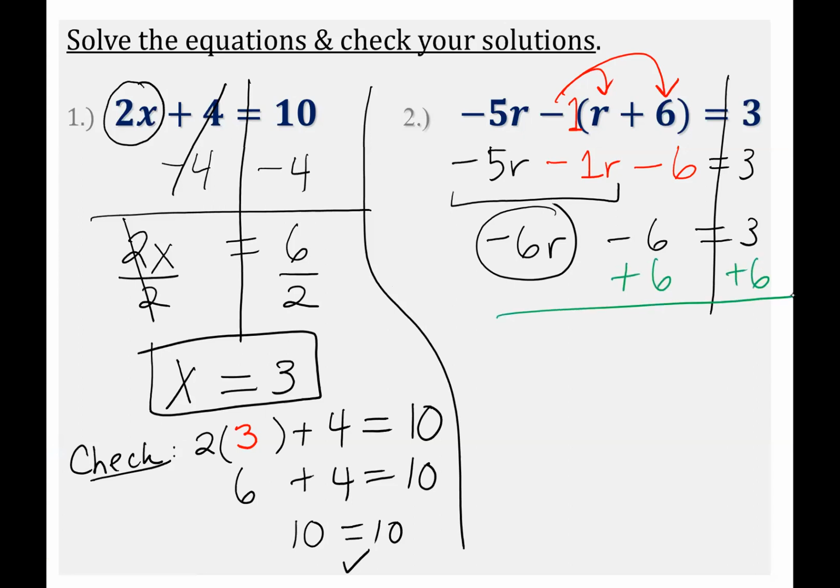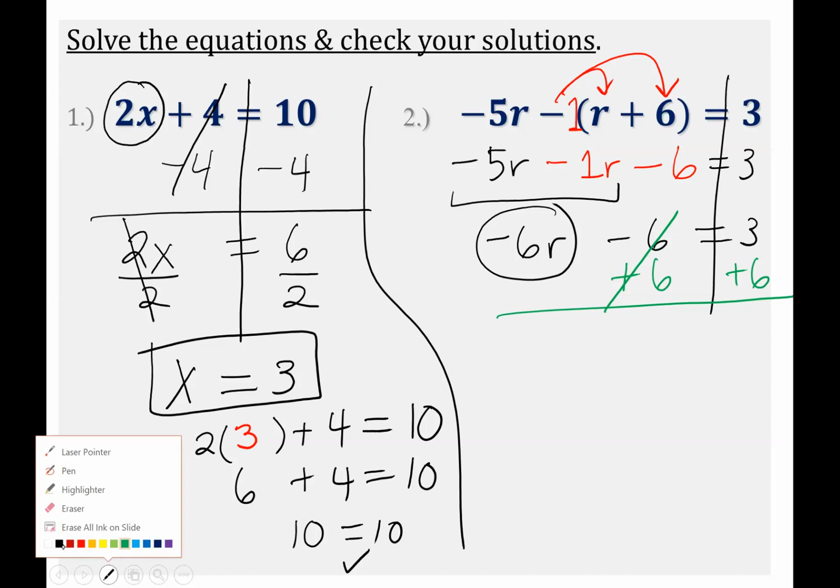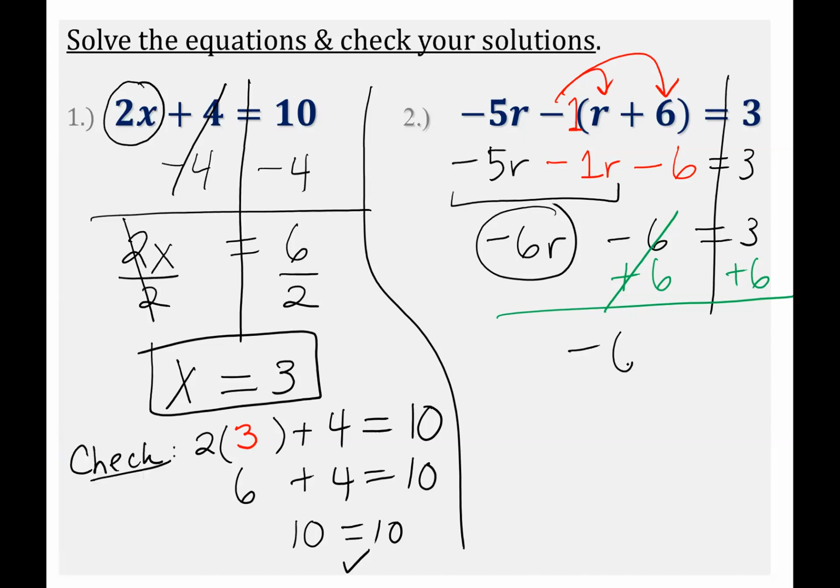Okay, so minus 6 plus 6, that cancels out to 0. Here's what we have next. Negative 6r equals, now on the right side we have 3 plus 6, which is 9. Okay, so negative 6r equals 9. Keep going, there's one more step.